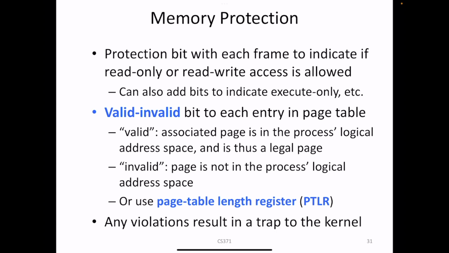Surely, this is not the only way we can check the validity of the entry access. We can also use the page table length register to do the checking, to see whether the logical address is within the range indicated by the page table length register. So whenever a violation is caught, a trap will be triggered to the kernel.